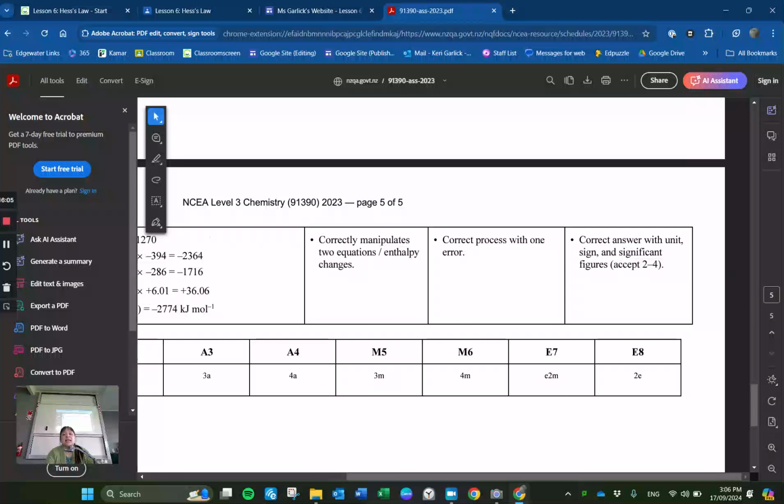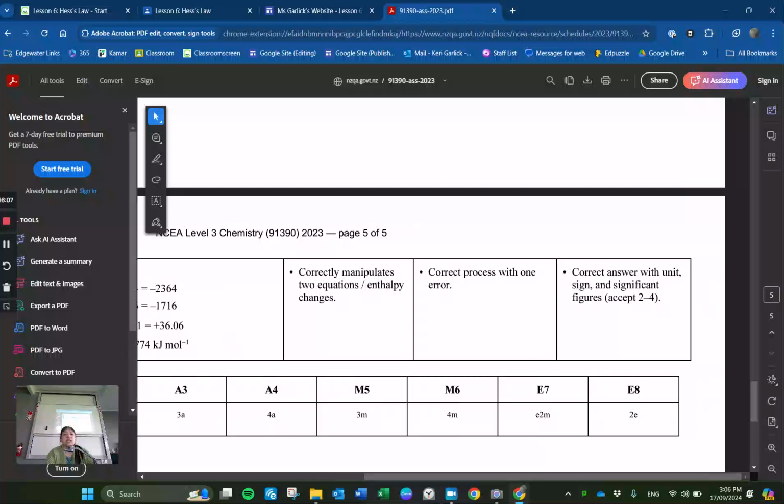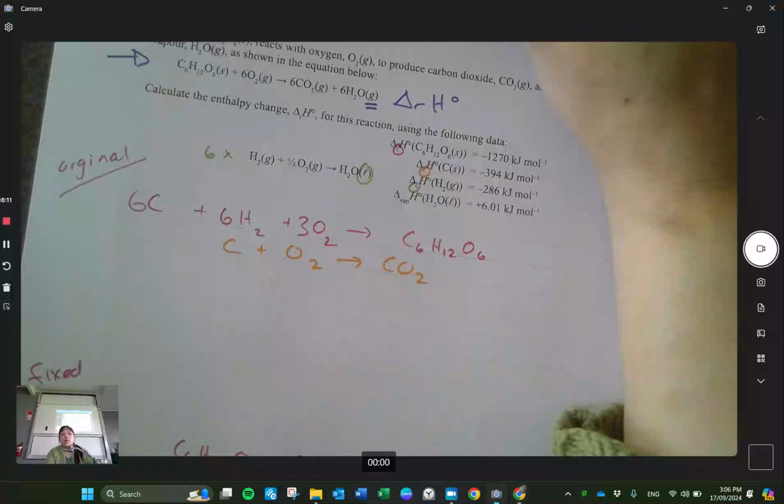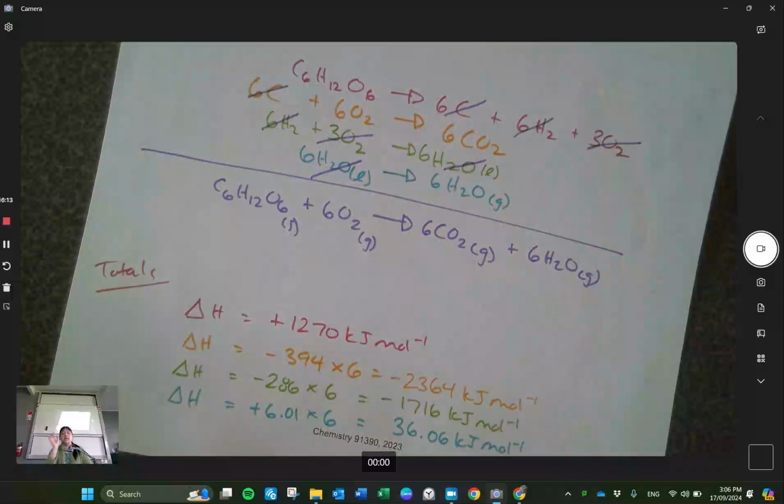The last thing is excellence. Correct answer with unit, sign, and significant figures. So all the work that I have here is an excellence. That's it. All right. And like I said, the nice thing about this calculation is that it does idiot check itself. All right. Let me show you guys another version and then we are good to go.